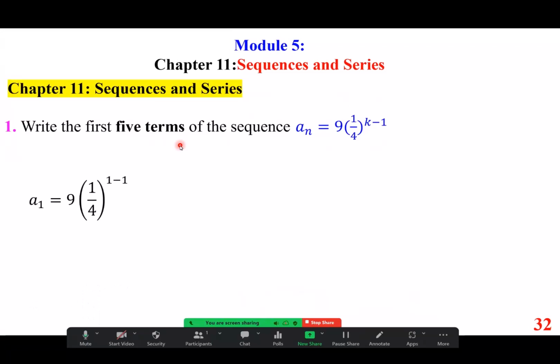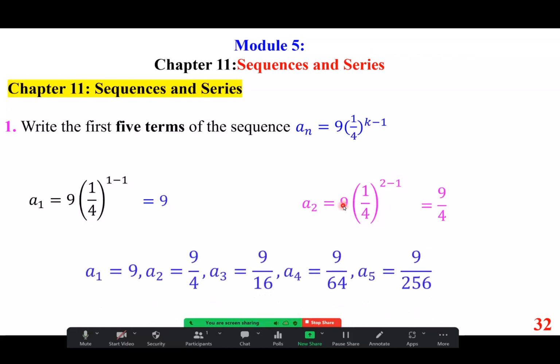When we plug in number 1, 1 minus 1 becomes 0, 1/4 to the power of 0 is 1, and times 9 becomes 9. So that's a sub 1. For a sub 2, we're going to replace the k with 2. 2 minus 1 is 1. So 1/4 to the power of 1 is 1/4 times 9 is 9/4. And we can continue working on the rest of them.